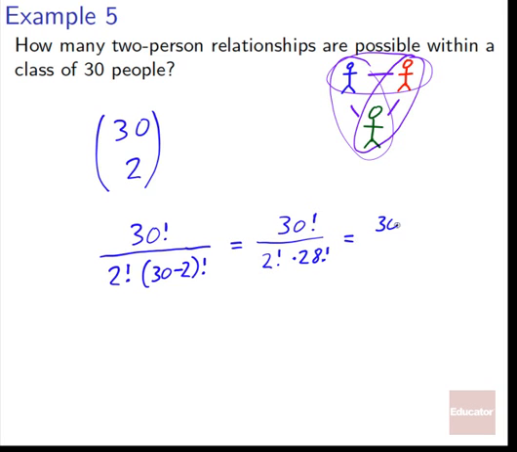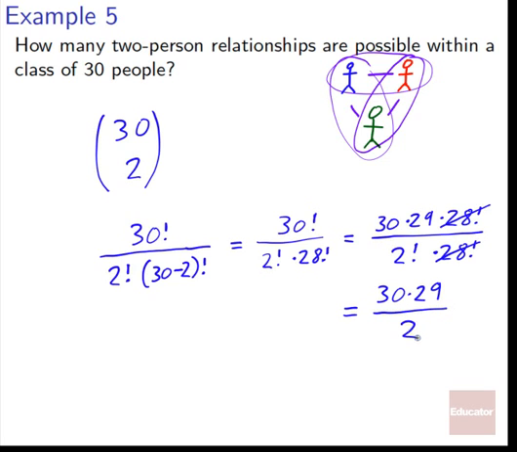We can rewrite the top as 30 times 29 times 28 factorial divided by 2 factorial times 28 factorial. 28 factorial on the top and the bottom, they cancel each other out. 2 factorial is just 2 times 1, so that's just 2. So on the top, we still have 30 times 29, and on the bottom, we have 2 times 1, or 2. And 30 divided by 2 is 15, so we've got 15 times 29.